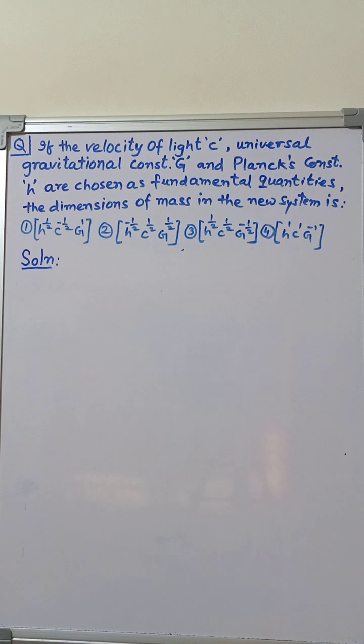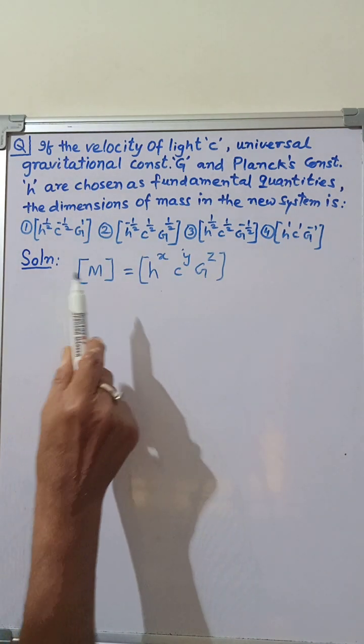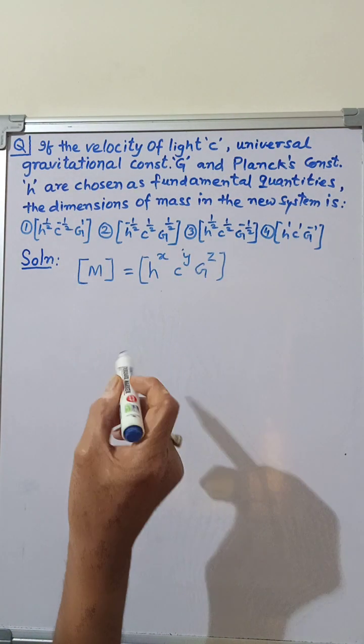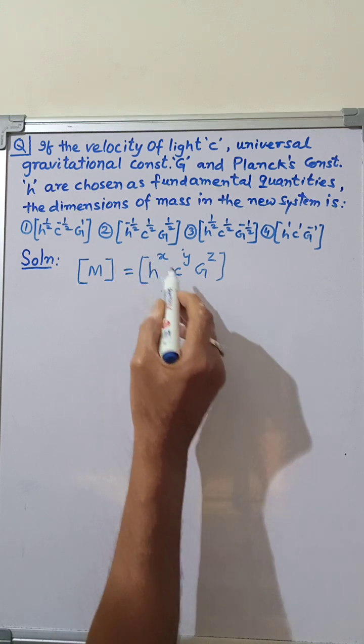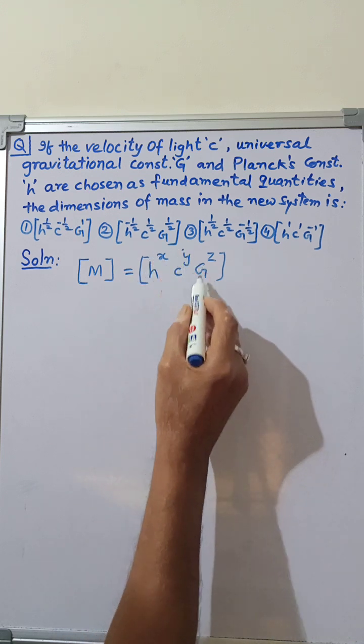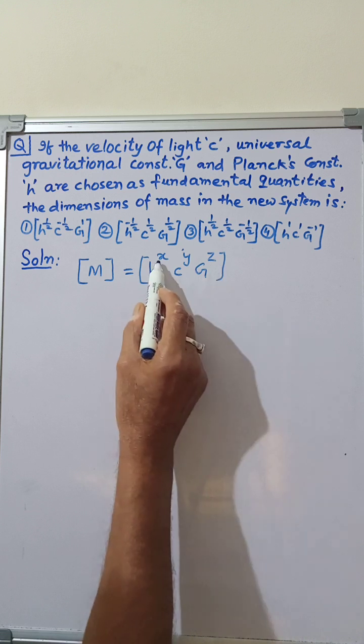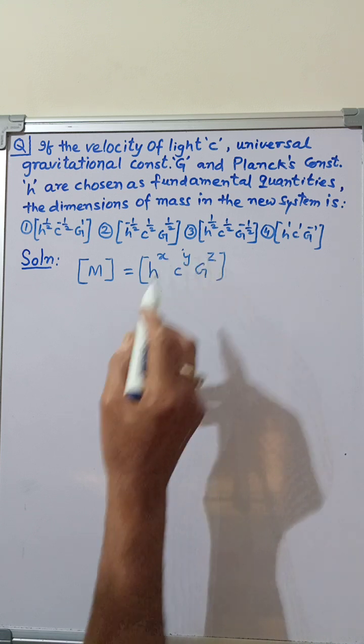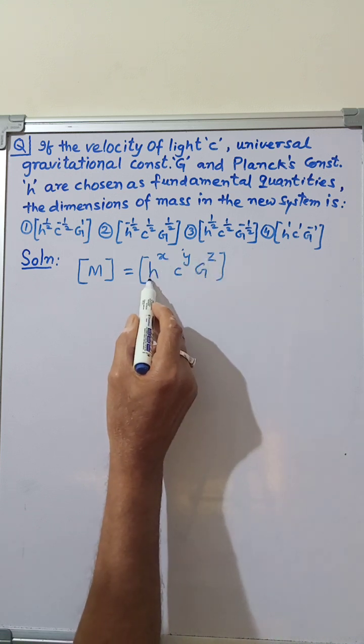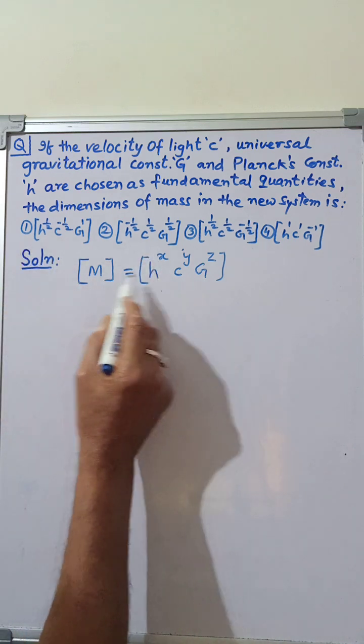The options are given in the question. We are required to find the correct option. Now for the solution. Let the dimensions of m in the new system be h to the power x, c to the power y, and G to the power z. We want to evaluate the values of x, y, and z. We have written in this order h, c, G because the options are given in that order.